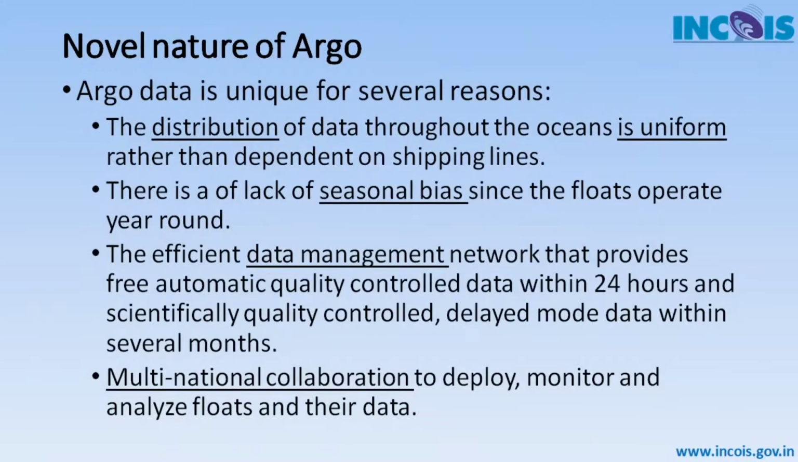And coming to the novel nature of the Argo, as I told in the beginning, the Argo program is unique for several reasons. First thing is the distribution of data throughout the oceans is uniform. Before the Argo program, people used to go on specific scientific cruises or along ships of opportunity and then get the data. That's how it continues to be. But then it is not uniform. Most of the ocean remains unmapped. So that's the reason why this particular program is unique, that it covers those regions.